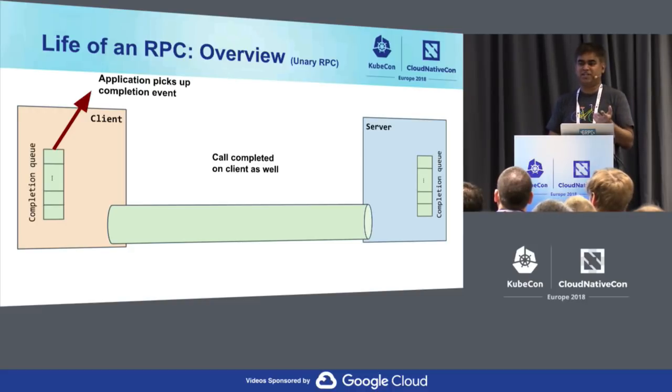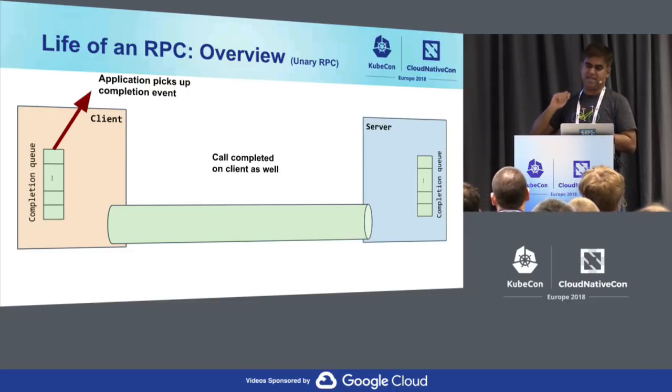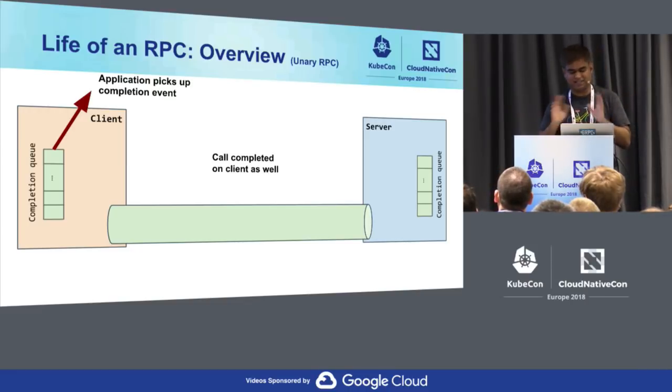So this is unary. Streaming is pretty similar. It's just that the number of operations in the batch are different. The only difference is that in a unary call, all the operations were sent in one batch, whereas in a streaming call, typically the client sends initial metadata and then sends each message as a separate batch because it doesn't know how many messages might be sent. That is a variable number. Other than that, the flow is pretty similar between client and server.